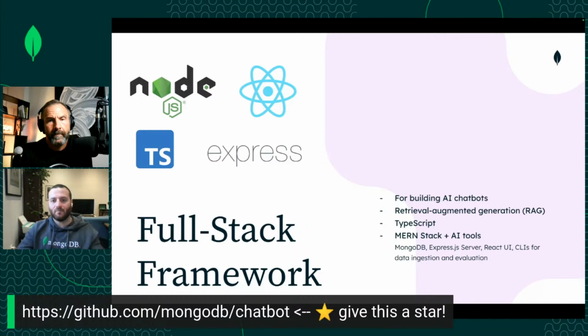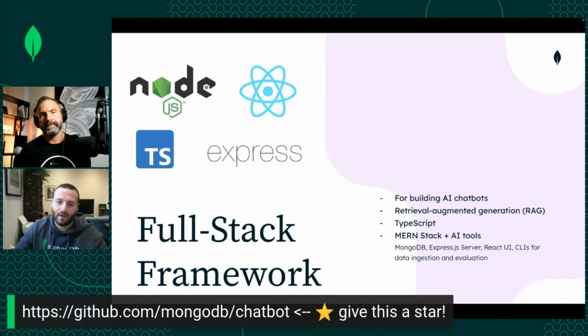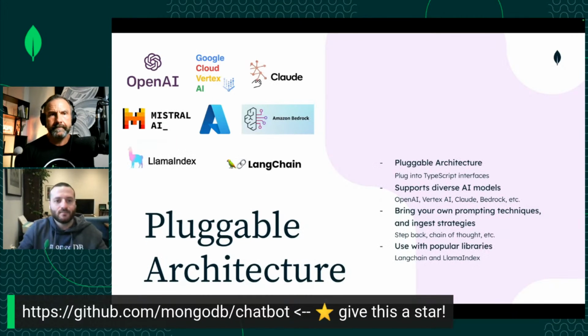And we've built this upon the MERN stack, the popular web application development stack with MongoDB, Express for our server, React for the UI. And we also include a couple of AI-specific CLI applications, which we'll talk about in just a moment.